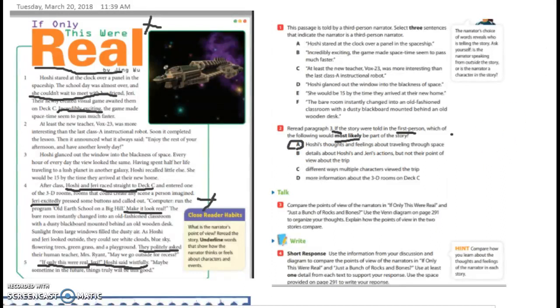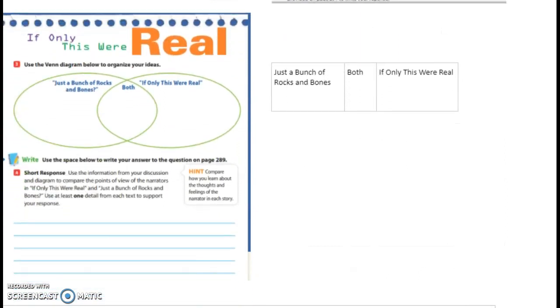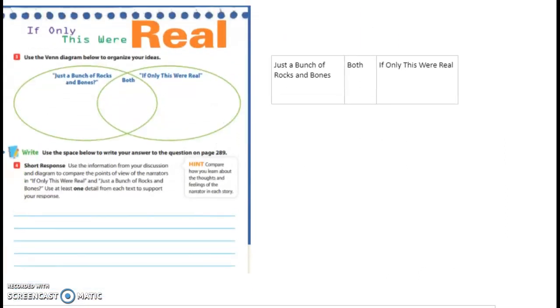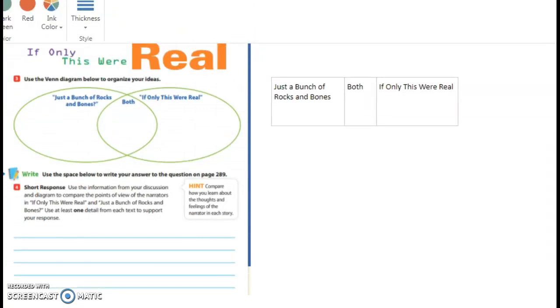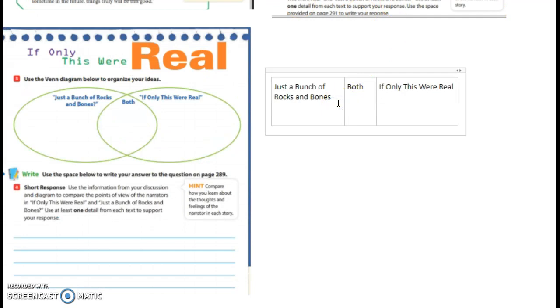Next, we are going to go down to our Venn diagram, and we're going to fill in the differences between the 2 stories and the 2 points of view. I'd like you now to change your page to page number 291. Okay, in the story of Just a Bunch of Rocks and Bones, what is something that you remember the narrator saying or doing? Go ahead and tell your neighbor and write it down now.